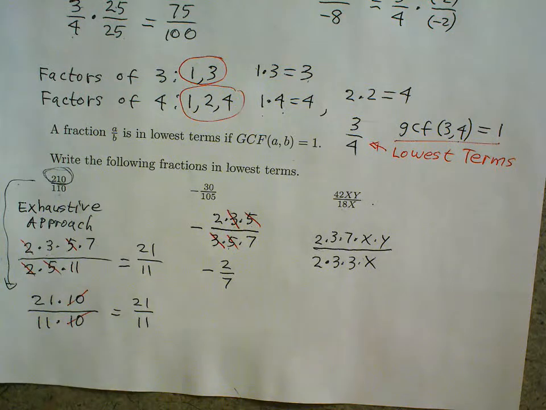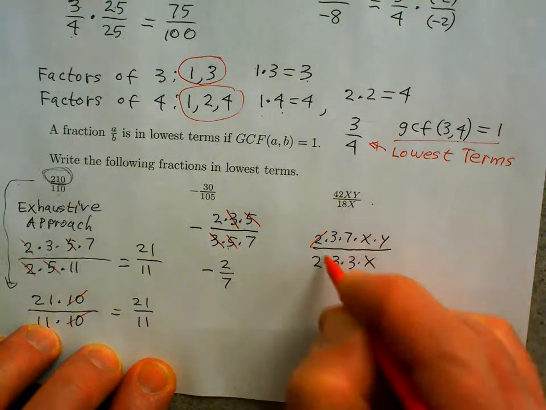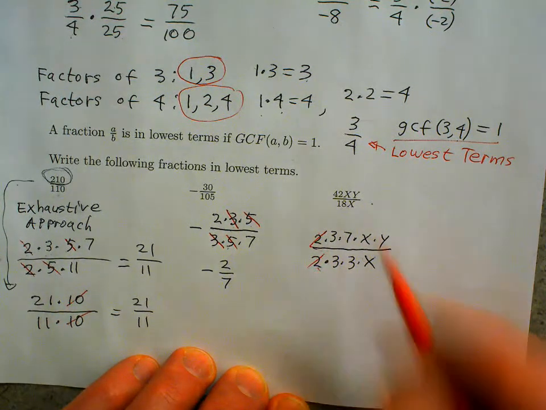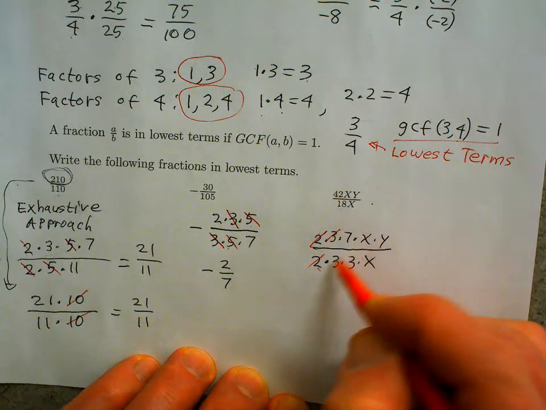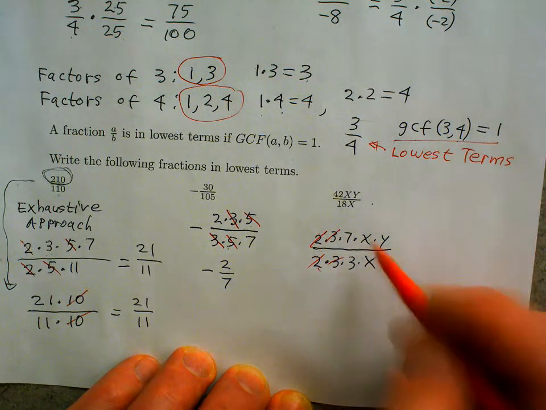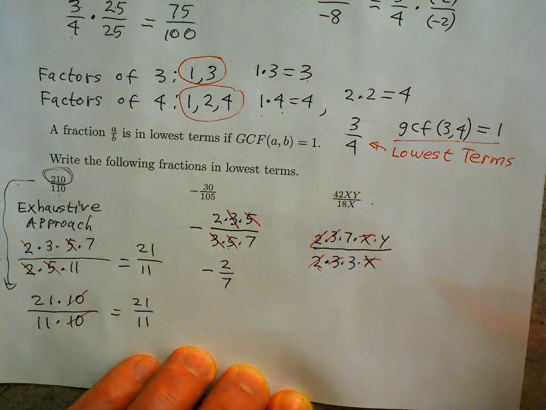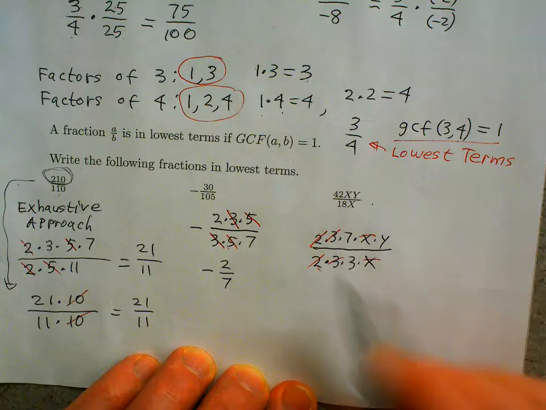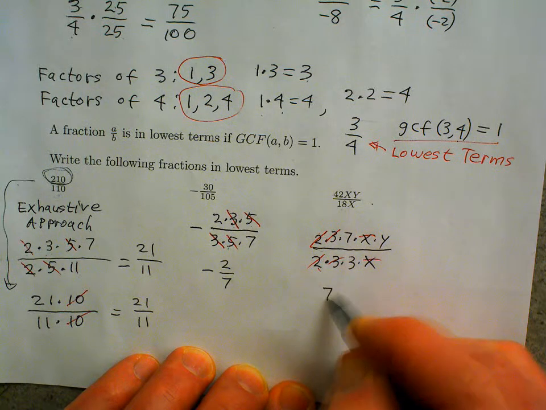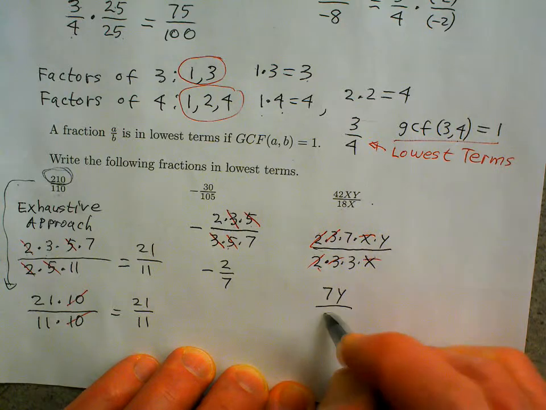And then we just cancel common factors. 2 divided by 2 is 1, so we get that cancellation. 3 divided by 3 is 1. We also have x divided by x. And so the fraction in lowest terms is 7 times y divided by 3.